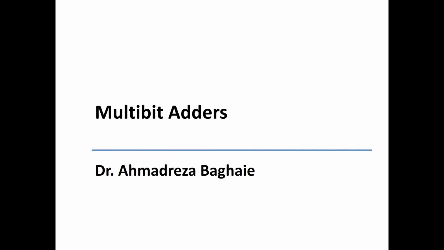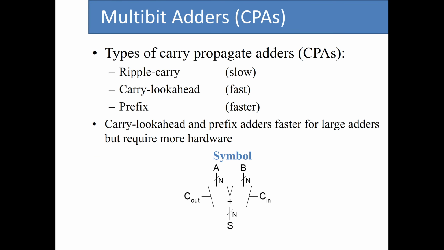In this video I want to talk about how we can add 1-bit adders that I talked about before and create multi-bit adders. So there are three types of multi-bit adders, or more specifically carry propagate adders. We can have the ripple carry adder, which is slowest. We can have the carry look ahead adder, which is faster than the ripple carry adder, and also we can have the prefix adder, which is the fastest among these three types of carry propagate adders.